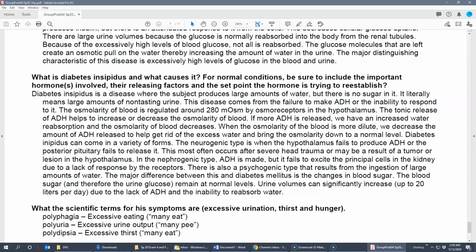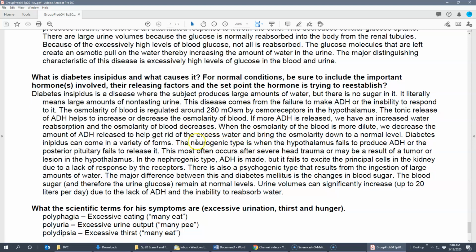So there are a couple reasons someone might have this. It could be that they have a lesion, a tumor in their hypothalamus or pituitary, so they're not making a sufficient amount of ADH. It could also be, remember, it's the principal cells that have the receptors, that they may not respond to ADH. If it's the hypothalamus issue, it's called neurogenic.